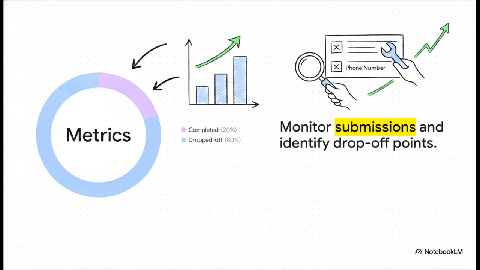You don't just see how many completed submissions you have, you can actually monitor submission trends and identify very specific drop-off points. So if you notice that 80% of your users are abandoning the form the second they hit the phone number field, the analytics will show you that right away. You can then just go back to the drag-and-drop builder, make that phone number field optional, and watch your conversions instantly improve. You're making smarter business decisions based on real, tangible data.